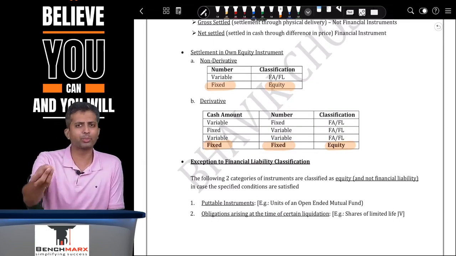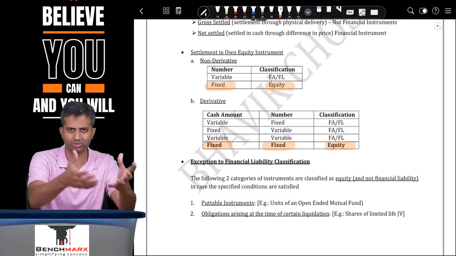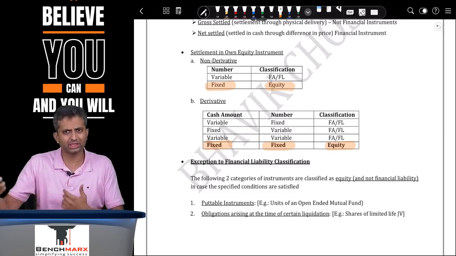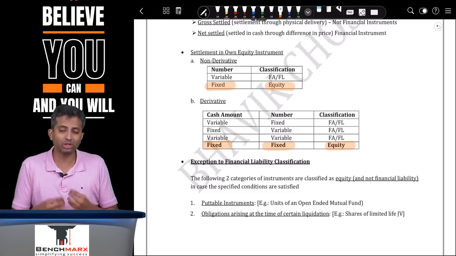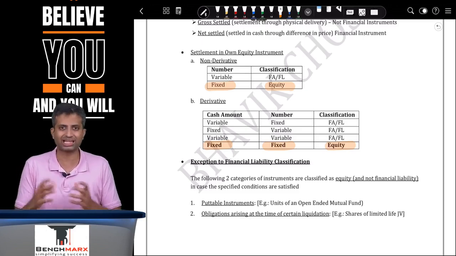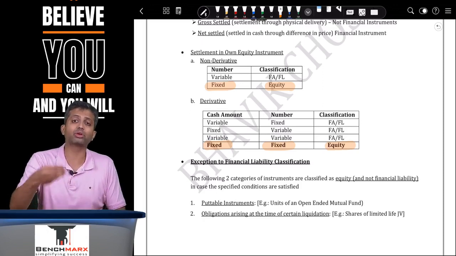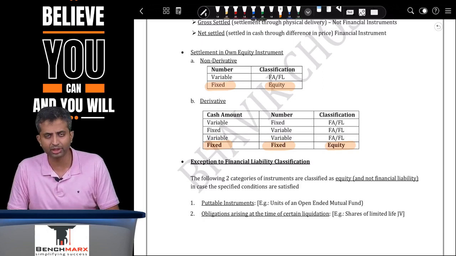Puttable instruments are like open-ended mutual fund units where the holder can actually put the instrument and get cash. Now, ideally, in case of a mutual fund unit, we would say that this evidence is by and large the residual interest, and hence a mutual fund unit for the mutual fund is actually like unit capital or equity. However, since the mutual fund has a contractual obligation to deliver cash, it might fall within the definition of liability.